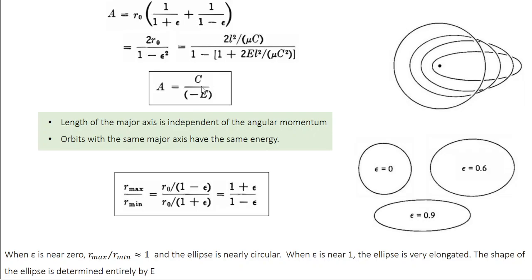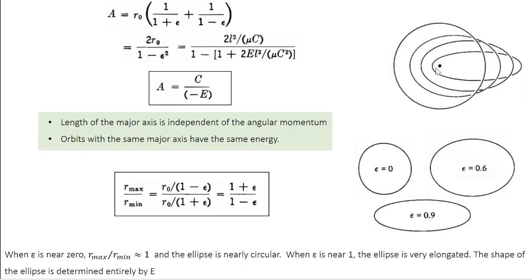There are two important observations. First one, the length of the major axis is independent of the angular momentum because you do not have an L term in the equation. And second one, orbits with same major axis have same energy, right?